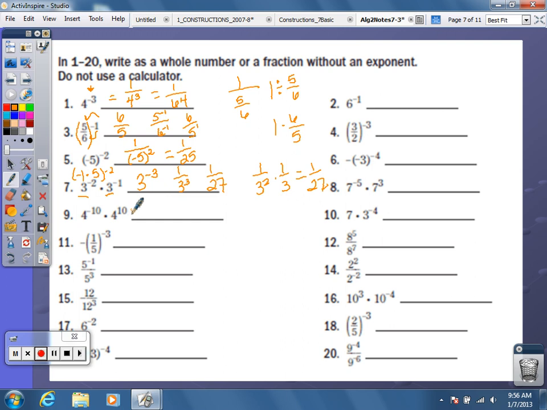Here, negative 10 plus 10 is 4 to the 0, which is just 1. Or you could have taken 1 over 4 to the 10th times 4 to the 10th. 4 to the 10th, 4 to the 10th kind of cancels out, leaving us with 1.